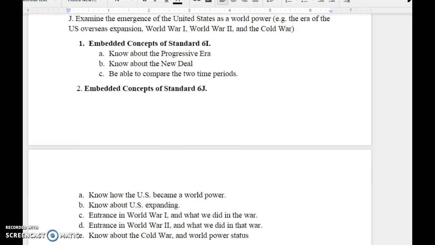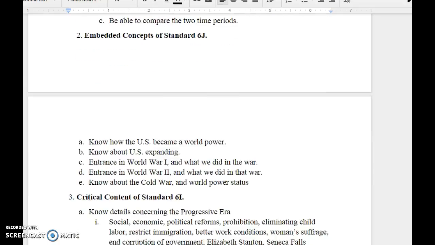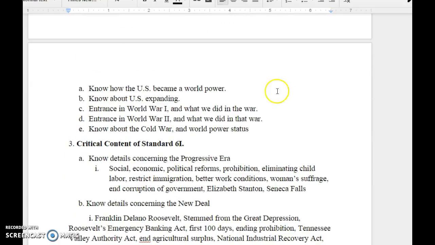Number 2 says embedded concepts of Standard 6J, and I should know how the U.S. became a world power, and know about the U.S. expanding west. I should be familiar with the U.S. entrance into World War I, and what exactly we did in that war, and the entrance in World War II, and what we exactly did in that war, and I should obviously know about the Cold War, and that's how we secured our world power status, especially.